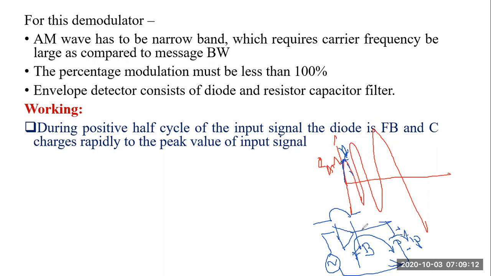So the voltage at the cathode is what? Greater than the voltage at the anode. Here the input voltage is decreasing below the peak, but this capacitor is at the peak voltage. So naturally this diode will be off. It will be reverse biased. So this diode will not be conducting now. If this diode is switched off, then no current flows. I don't have any current here.